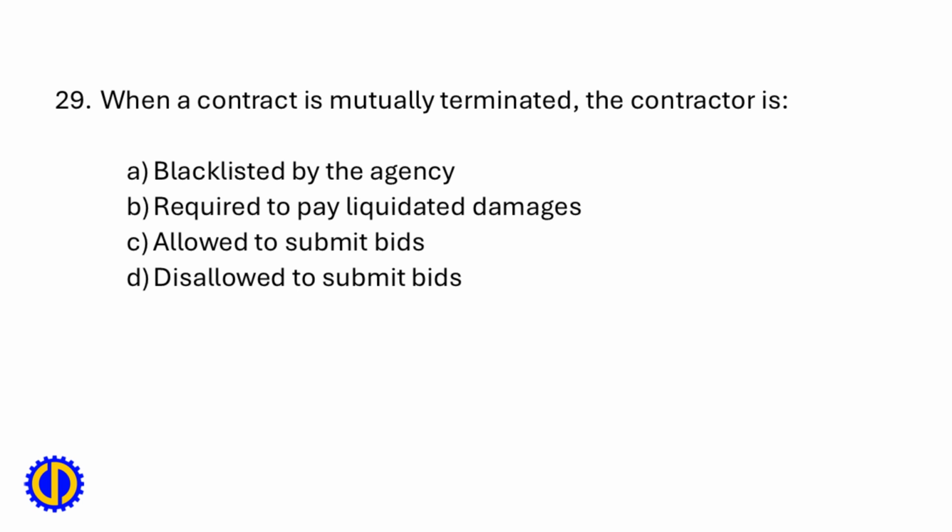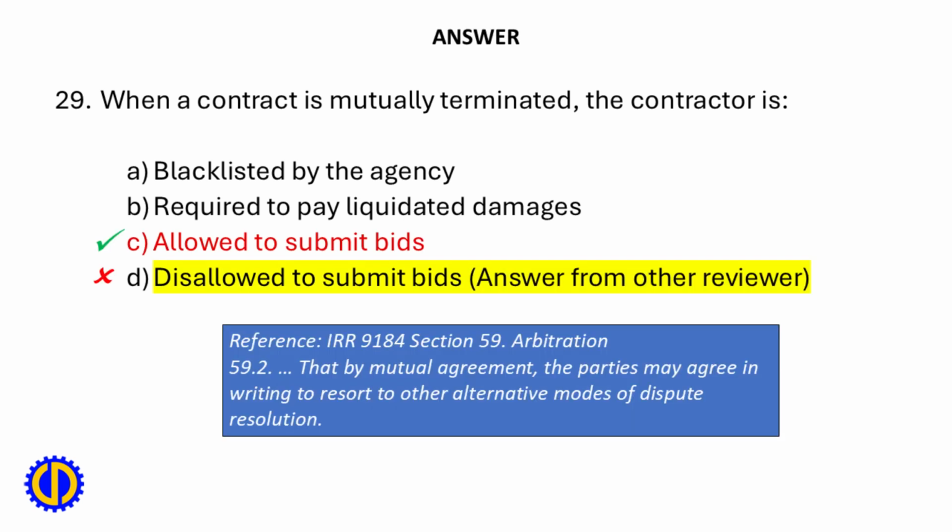29. When a contract is mutually terminated, the contractor is A. Blacklisted by the agency, B. Required to pay liquidated damages, C. Allowed to submit bids, D. Disallowed to submit bids. C. Allowed to submit bids.